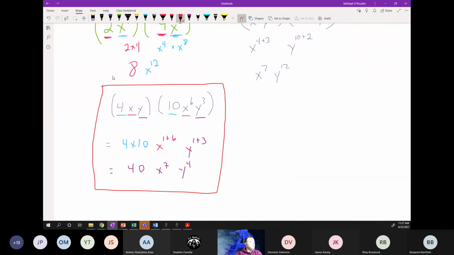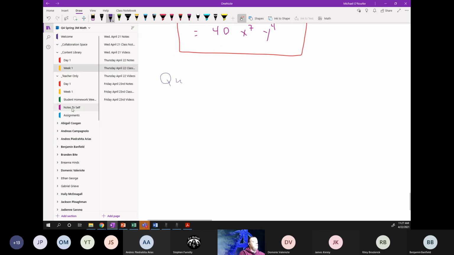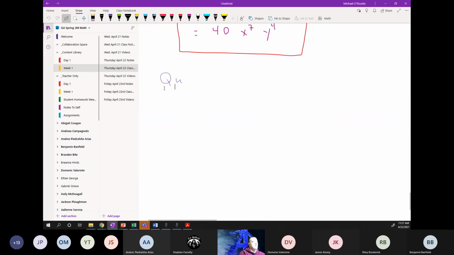So let's go on to the quotient rule, okay? Quotient's just a fancy word for, oh, do I even know how to spell quotient? Jeez Louise, my brain has left me. Quotient. I always write rule up here, so you always come back to this note. The quotient rule is just a fancy word for division.